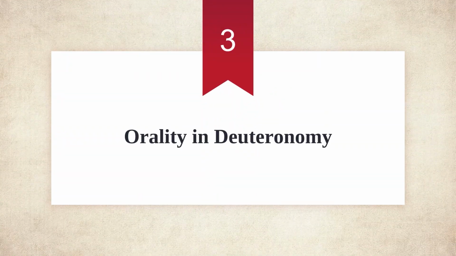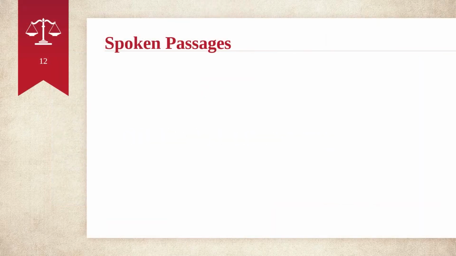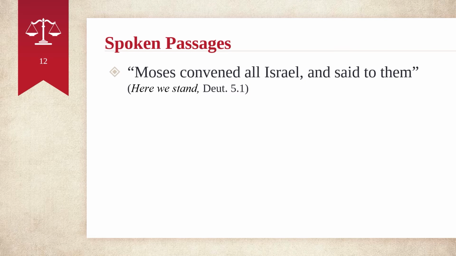And we see this orality reflected in the written text. Deuteronomy exemplifies orality in a few ways. The first of which is the framing of these passages as speeches. In chapter 5, we go back to the first verse to get a sense of where verse 22 is coming from and see that Moses convened all Israel and said to them. He didn't read to them, or write to them, or hand out pamphlets. He said to them.